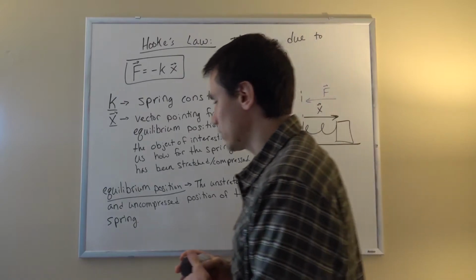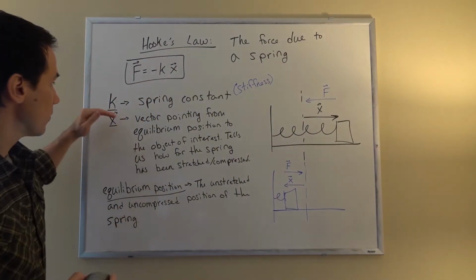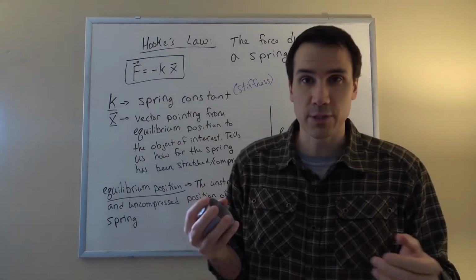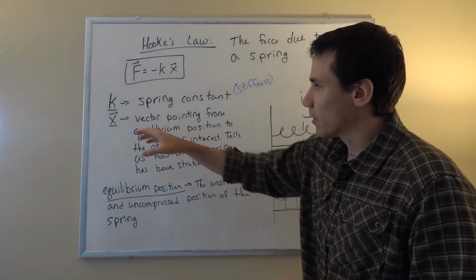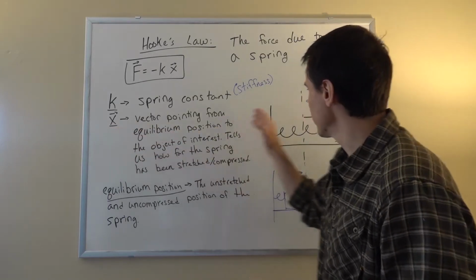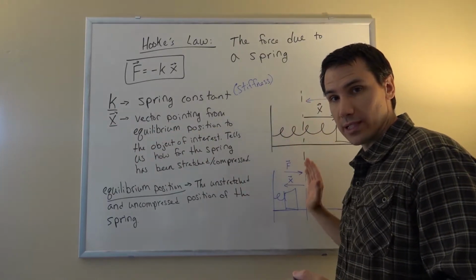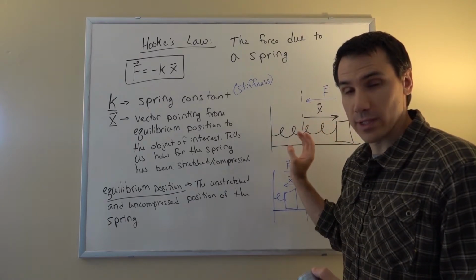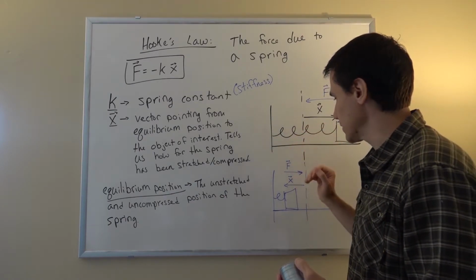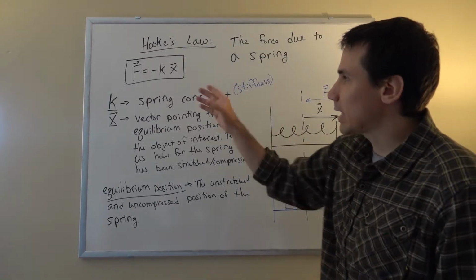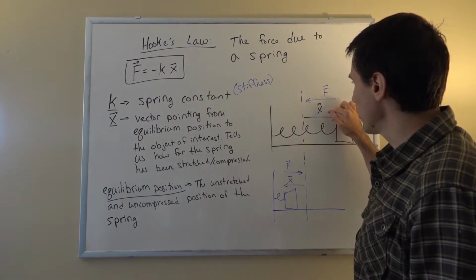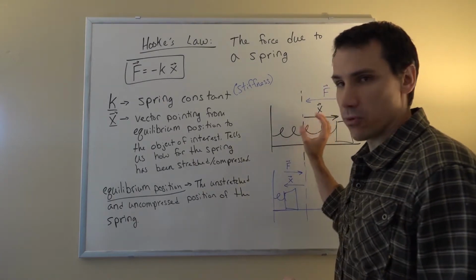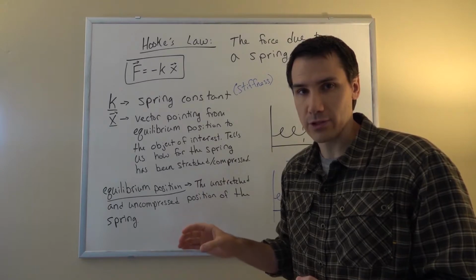So just to review, our spring constant K tells us about how stiff the spring is. Our x vector points from our neutral equilibrium position to our object of interest's location, so our mass here. And the minus sign indicates that the force and the displacement vector x are always pointing in opposite directions.